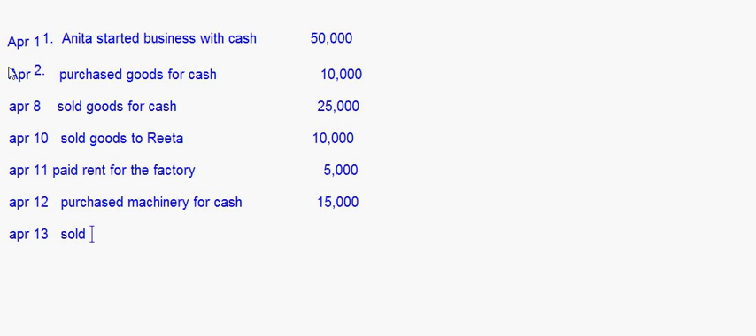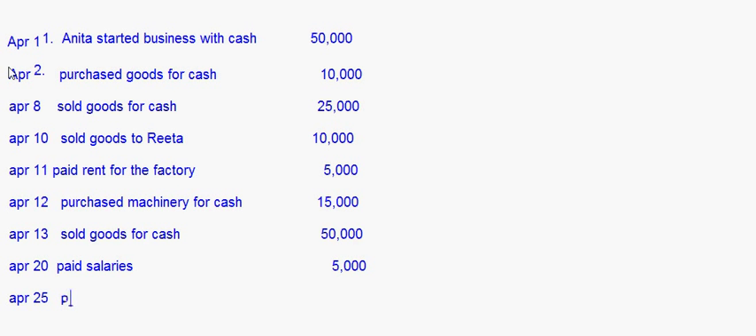Then again, let's say sold goods for cash, 50,000, right? Paid salaries, 5,000. Okay, so these are the entries. Let's say purchased office equipment for cash, let's put 2,000 rupees, something like this. These are the transactions we have, and we have to prepare a cash book for this, right?